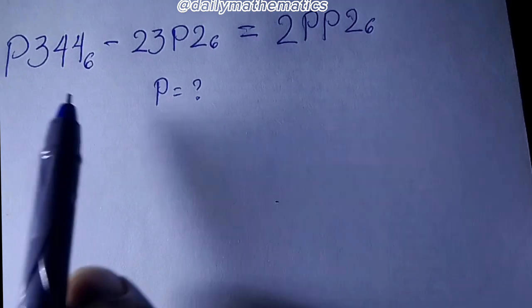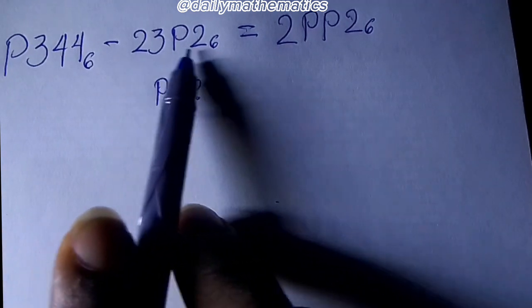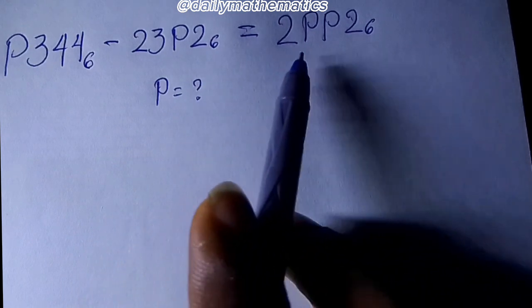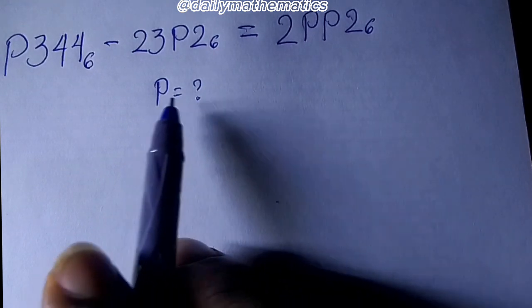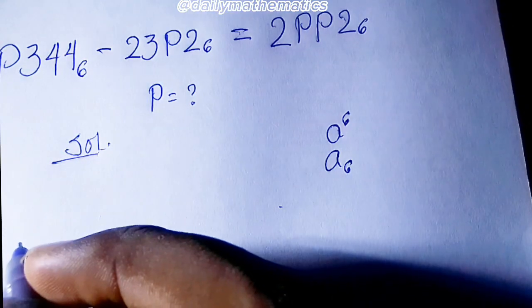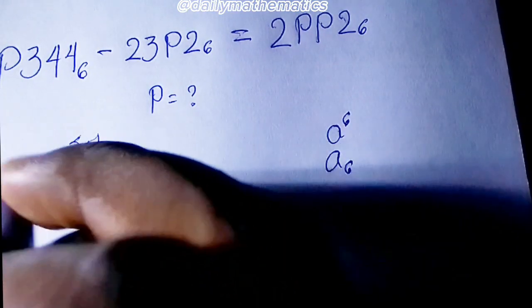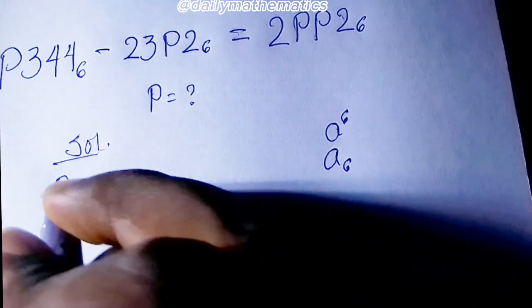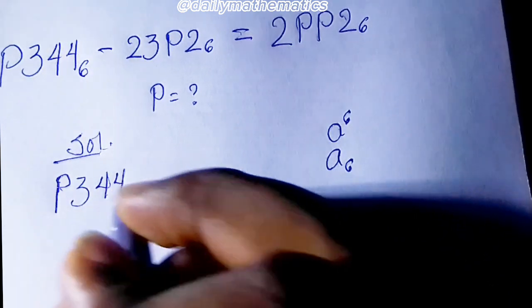4 raised to the power of base 6 minus 23p2 in base 6 equals 2pp2 in base 6. Find p. Hi there, this is to solve a simple equation. Now we have the first one, p34 in base 6.